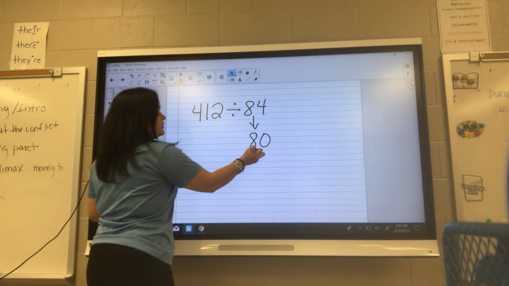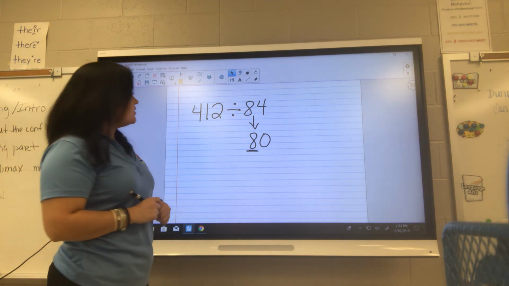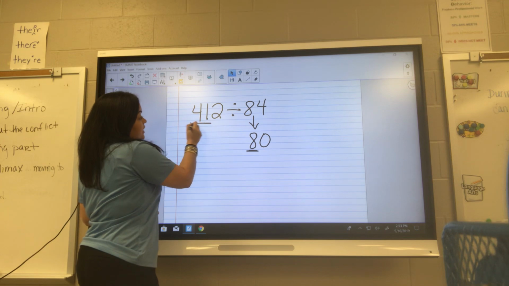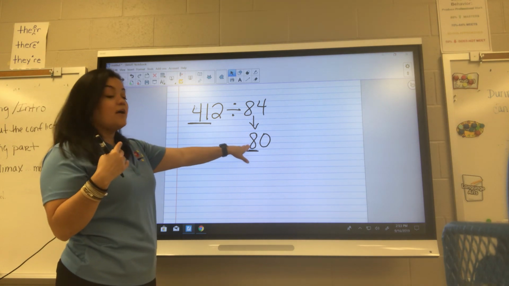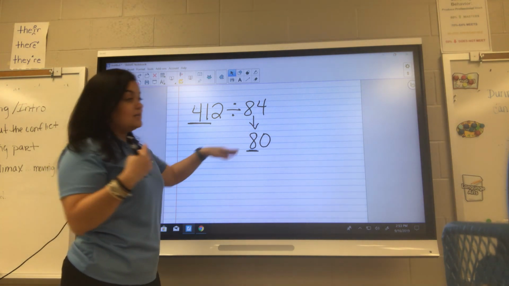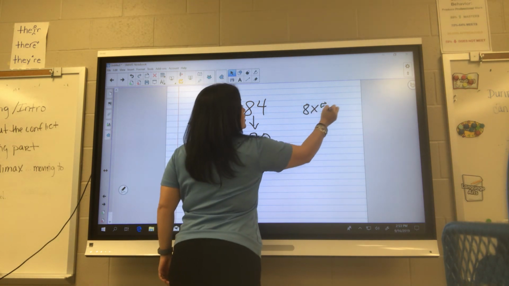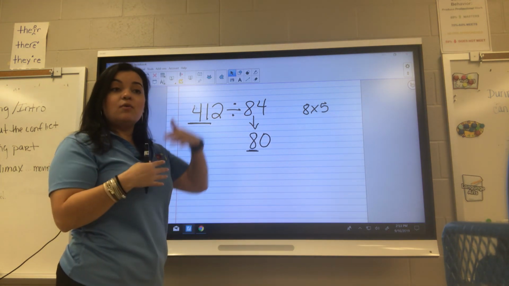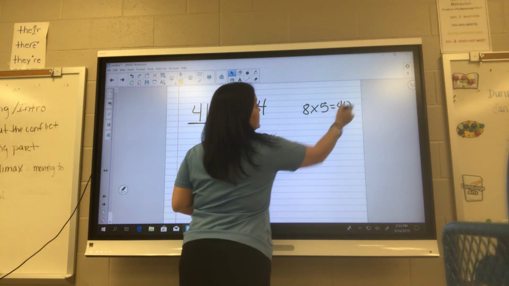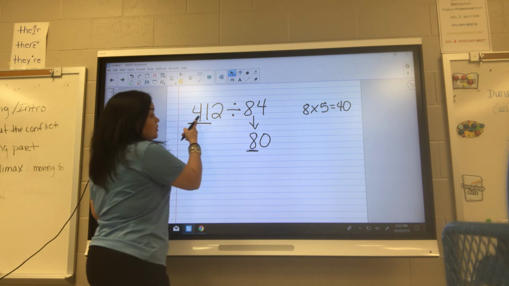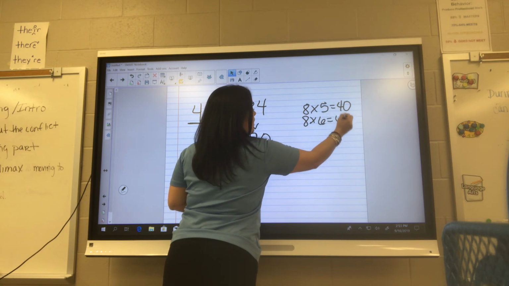Okay, I'm going to look at this first number to help me out with my dividend. So here I'm going to look at these first two numbers. In my mind, what I'm doing is getting the multiples of 8. I usually use a benchmark, the 5 as my beginning, so I can see if I'm going to go up or down in the factors. So 8 times 5 is 40. We know that 40 is pretty close to 41. I'm going to go one more to 8 times 6, and that is 48.